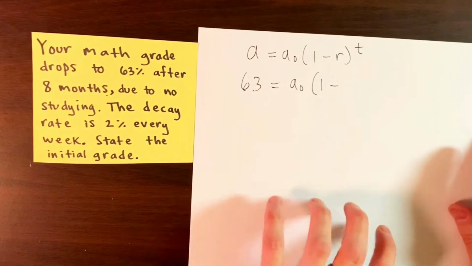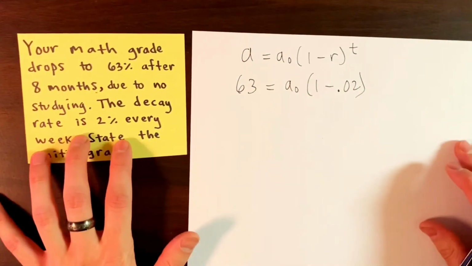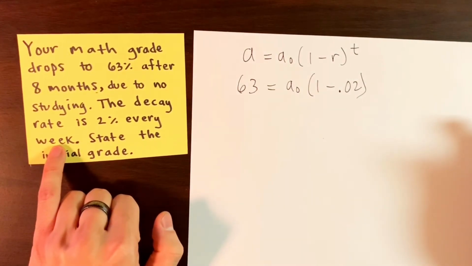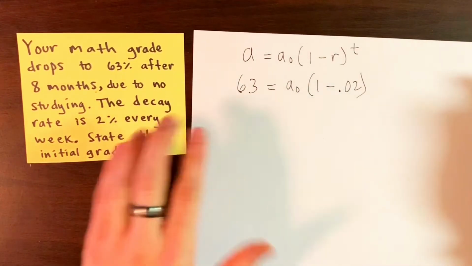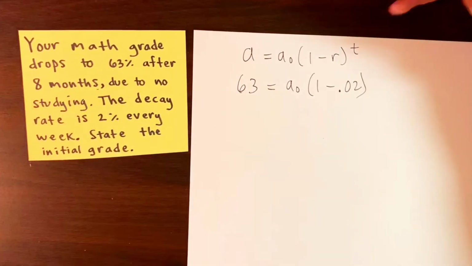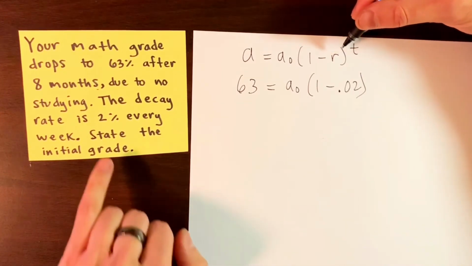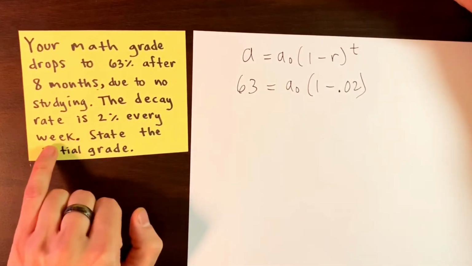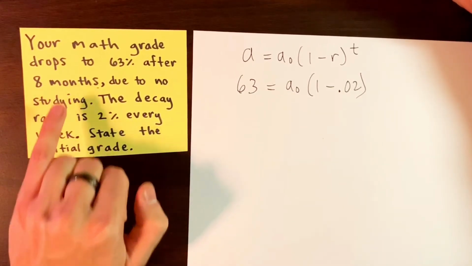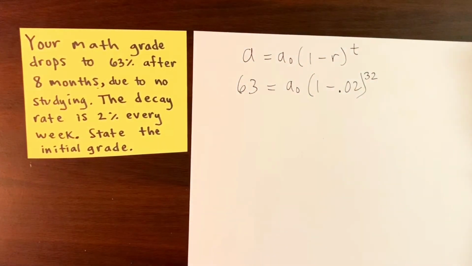1 minus R is 2%, so 0.02. Now, the 2% is every week. And how much time passed? 8 months. So remember, this has to agree with this in terms of how time is measured. R was measured in every week, weeks. So 8 months passed. So 8 months would be how many weeks? That'd be 32, right?